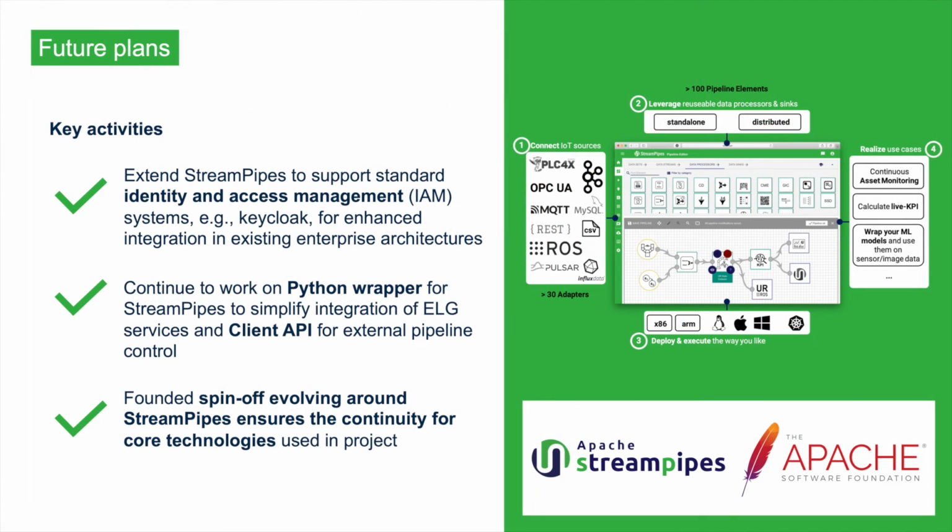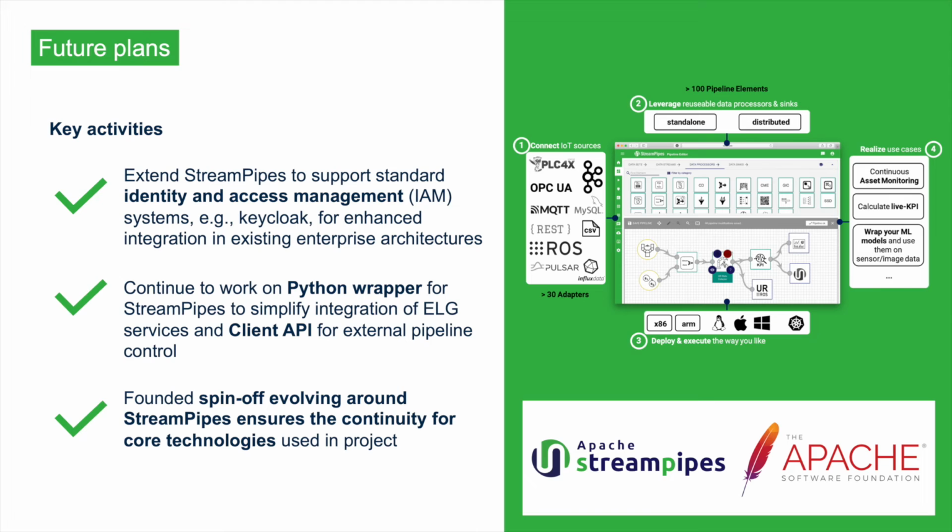In the future, we plan on pursuing the following key activities resulting from lessons learned along the way. In order to better facilitate the integration in existing enterprise architectures, StreamPipes is planned to support standard identity and access management systems such as Keycloak to complement the existing user management.